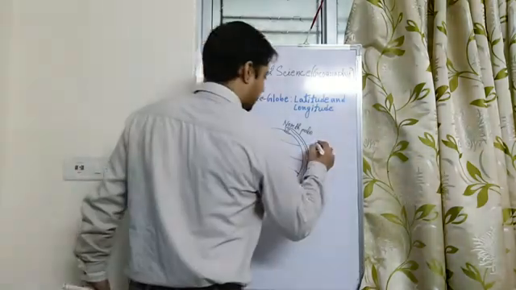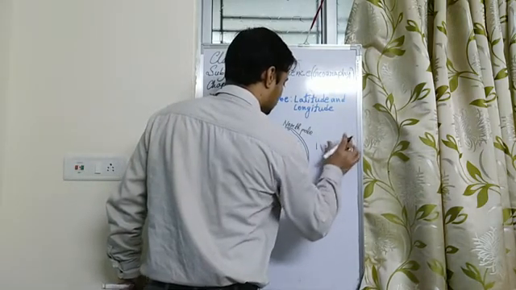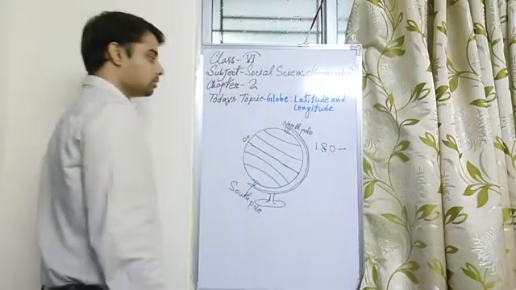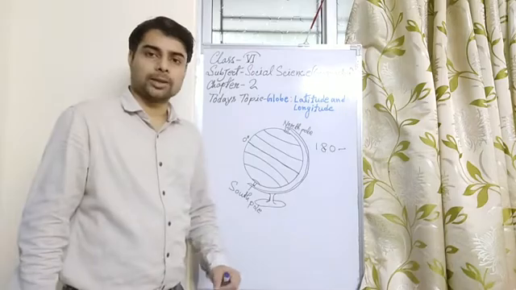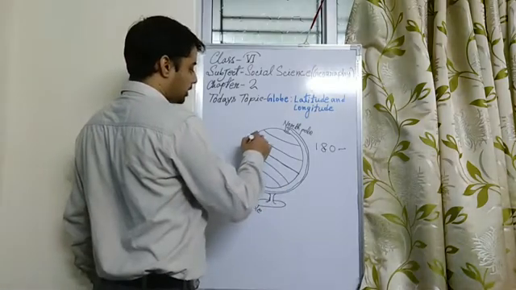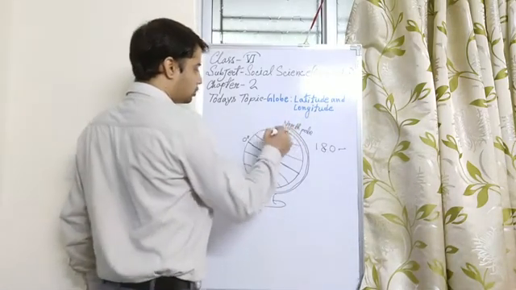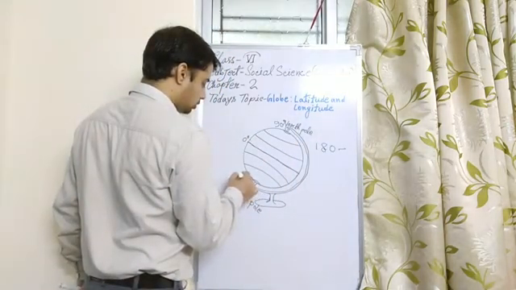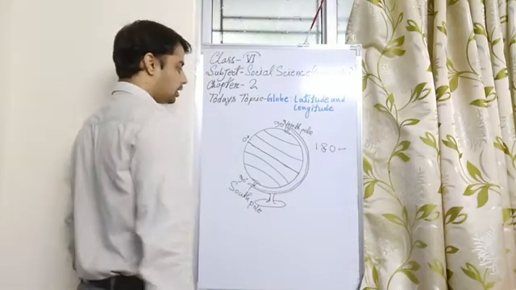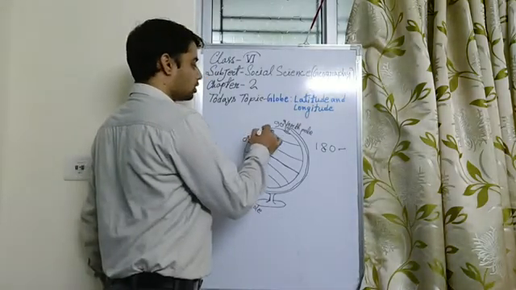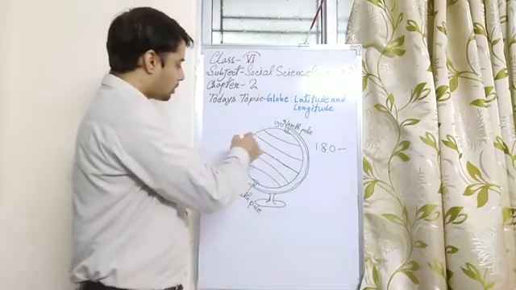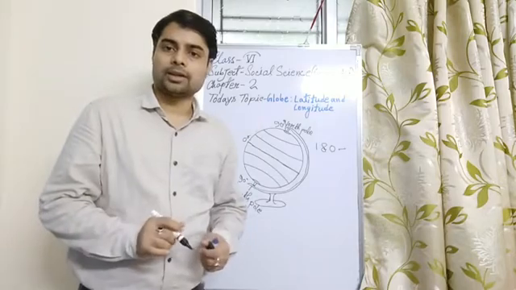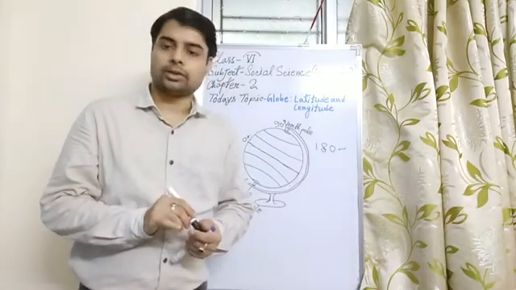These parallels of latitude are in total 180 in number. They start from 0 degree up to the North Pole at 90 degree, and from 0 degree to the South Pole it is also denoted with 90 degree, like 1, 2, 3, 4, 5 up to 90, and also from the 0 degree, 1, 2, 3, 4 up to 90. So 90 plus 90, total 180 latitudes are there.